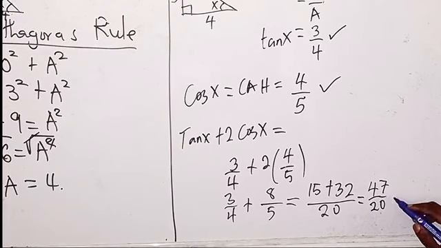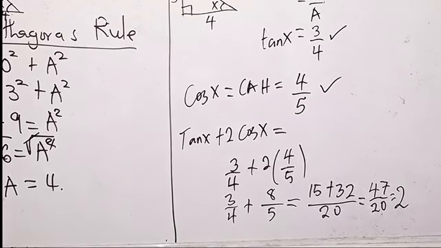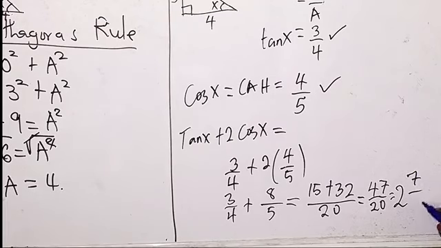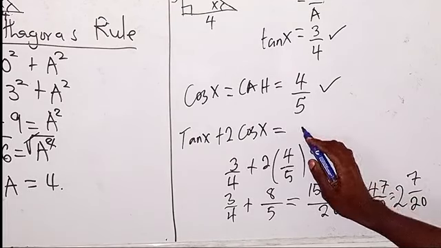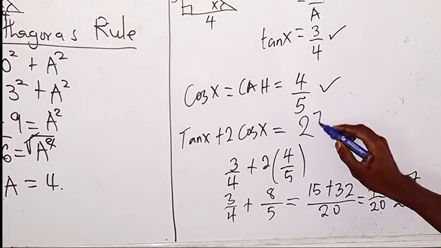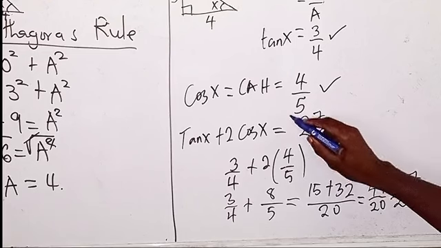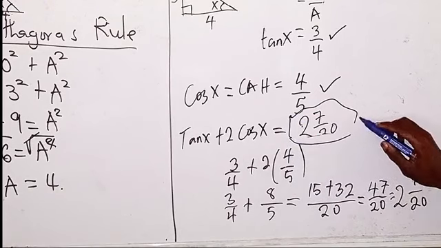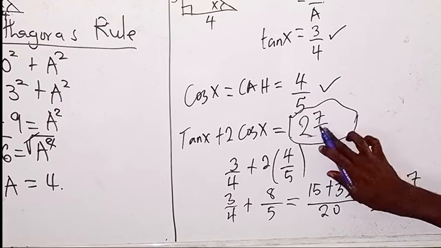So now 47 over 20, let us write it in mixed number. How many 20 you see in 47? That will be 2, then remainder 7. Remainder 7 all over 20. So we're going to have 2 whole number 7 over 20. And that is the solution. That's the solution.